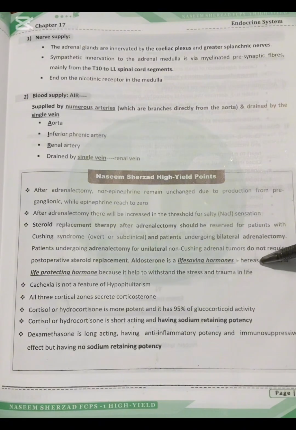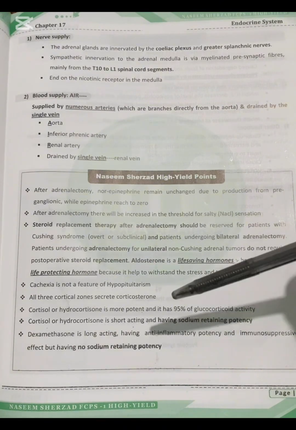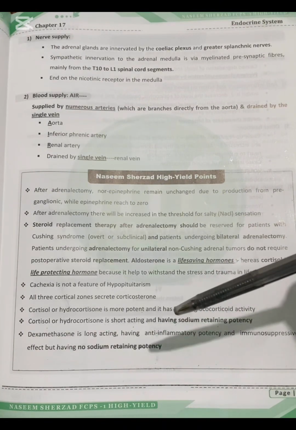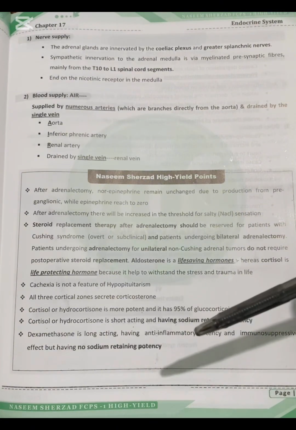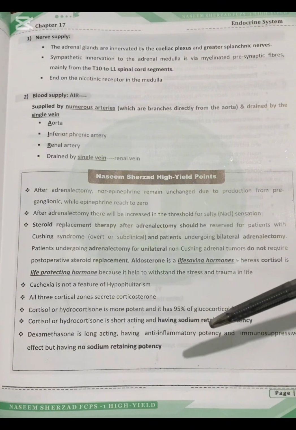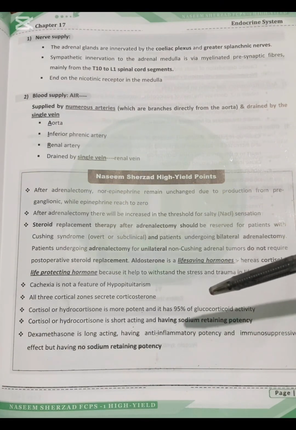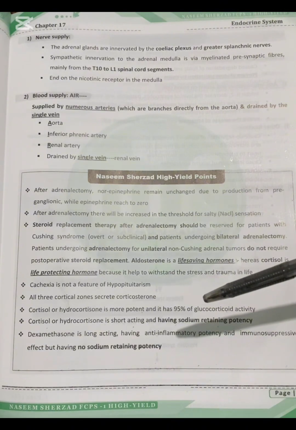While cortisol, its presence is important, is a protecting hormone because it protects us from stress, it protects us from trauma. So this just gives protection to us. But if you want to save the life, that will be aldosterone. The next is that cachexia is not a feature of hypopituitarism. This is actually basic knowledge.